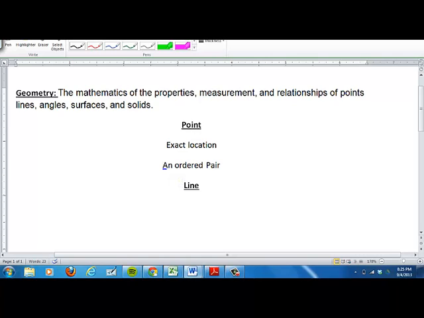But the reason I highlighted points and lines is because when we define geometry, we define it by the way we define a point and the way we define a line. So far in this course, we've defined a point as an exact location. We've also defined a point as an ordered pair. Both of these descriptions fall under the category of Euclidean geometry, which is primarily what we're going to study in this course.